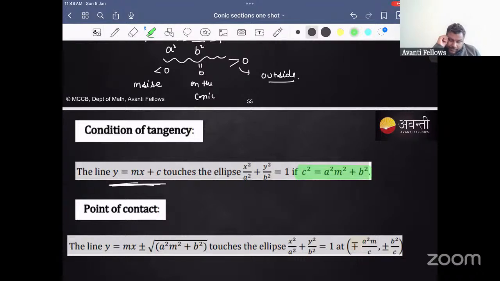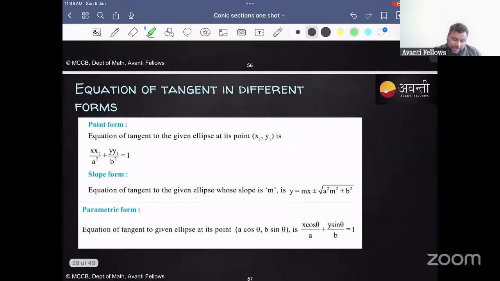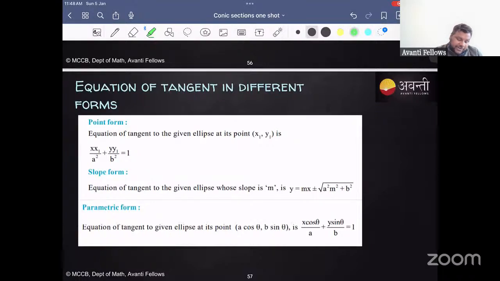Now, point of contact. If you can remember it, it's fine. If you cannot remember, it's tough to remember basically. So if we are required to find the point of contact, we'll find it in a very short while. Got it?